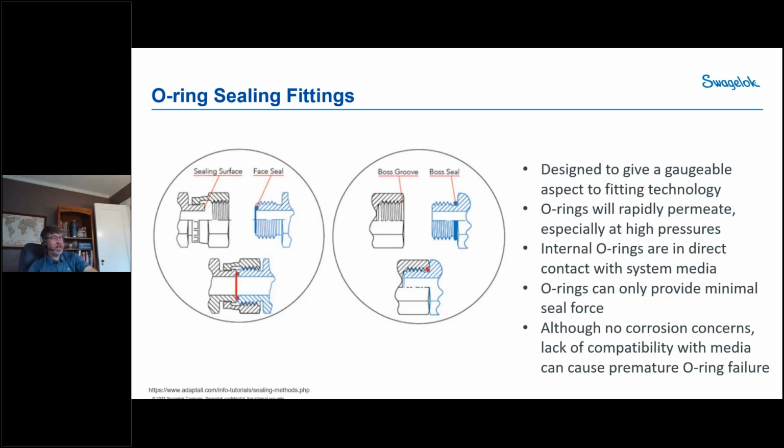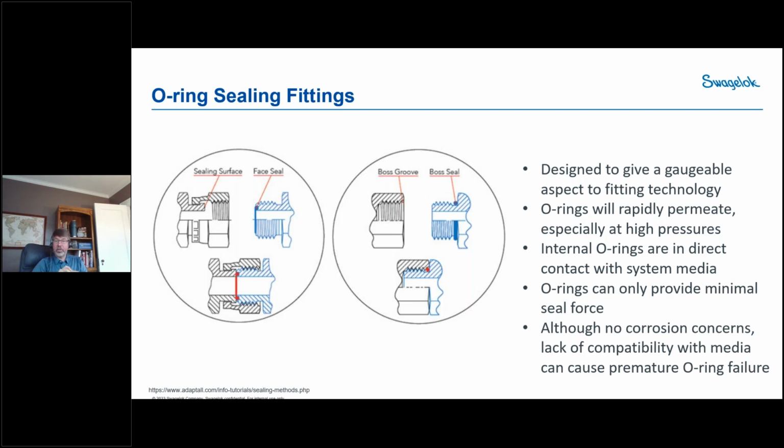Because it didn't have a way to identify if the fitting was made up properly, people started looking at ways to design fittings so that they could be gaugeable or could be identified. And the first thing that was invented was an O-ring seal fitting, where there's a male and female straight thread, and there's an O-ring either on the ID, which you see on the left, or on the neck, or the OD, which you see on the right. And these nuts are threaded together until they bottom out, and you can tell if it was made up properly. So that was the big advantage.